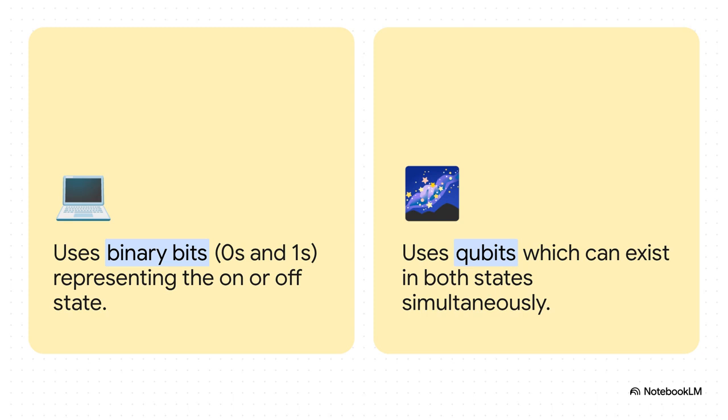Quantum computers, on the other hand, use these fluid, dynamic things called qubits. And the crazy thing about qubits? They don't have to choose. They can actually exist in both the 0 and 1 states simultaneously.